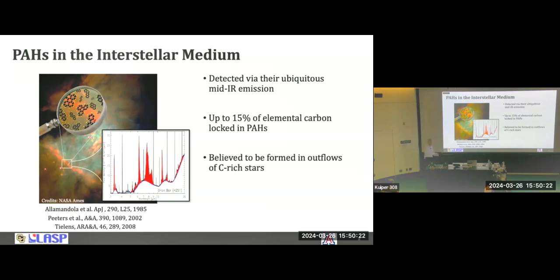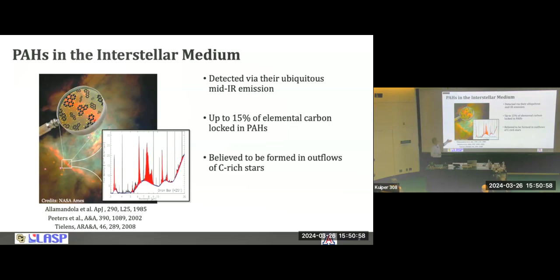And then they get excited by the interstellar radiation field. And as they cascade down to the ground state, they just emit these vibrational normal modes. So these are all just the normal CH stretch modes and CC modes and CH in and out of plane bending modes and so on that we know for large organic molecules or large PAHs specifically. Now, over the years, based on these emission bands, people have derived that up to 10% of all elemental carbon is locked up in these molecules. So it's clear that they must play an important role in the overall cycle of organic matter.